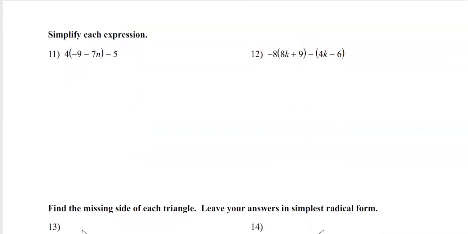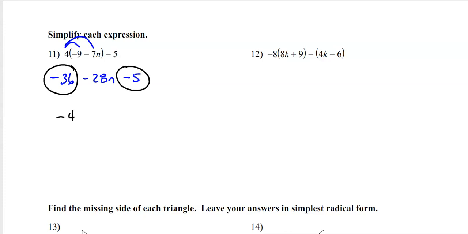All right, these guys should be pretty friendly. These are just our normal algebra stuff. So I'm going to just distribute. That's negative 36. That's a negative 28n. The minus 5 is just at the back side. So now I got to gather up some like terms. We have negative 36, negative 5. That's a negative 41 minus 28n. That would be perfectly acceptable.